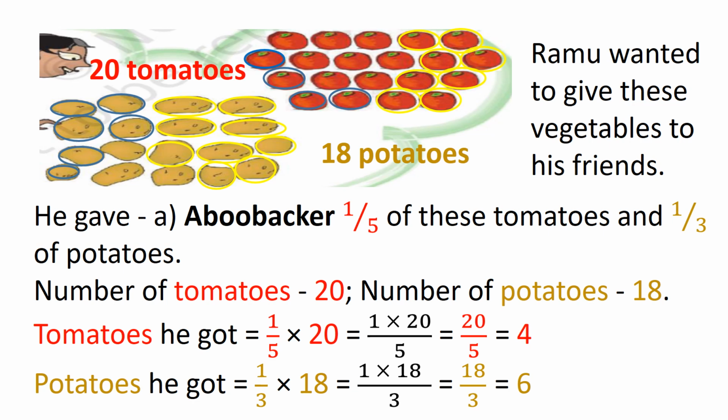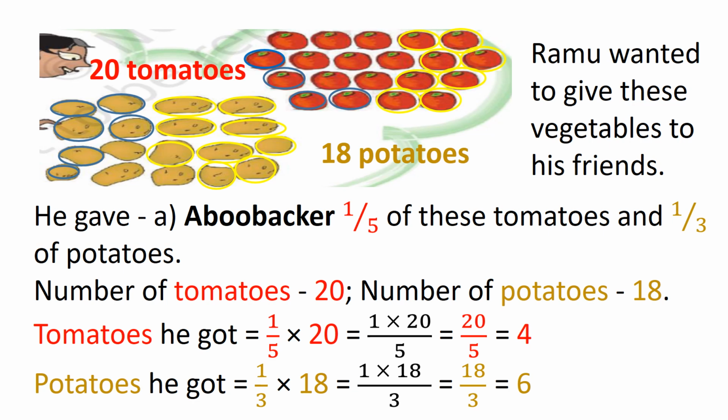Ramu wanted to give these vegetables to his friends. He has 20 tomatoes and 18 potatoes. He gave 1/5 of these tomatoes and 1/3 of these potatoes to Abu Bakr. Let us now calculate how many tomatoes and potatoes Abu Bakr got.